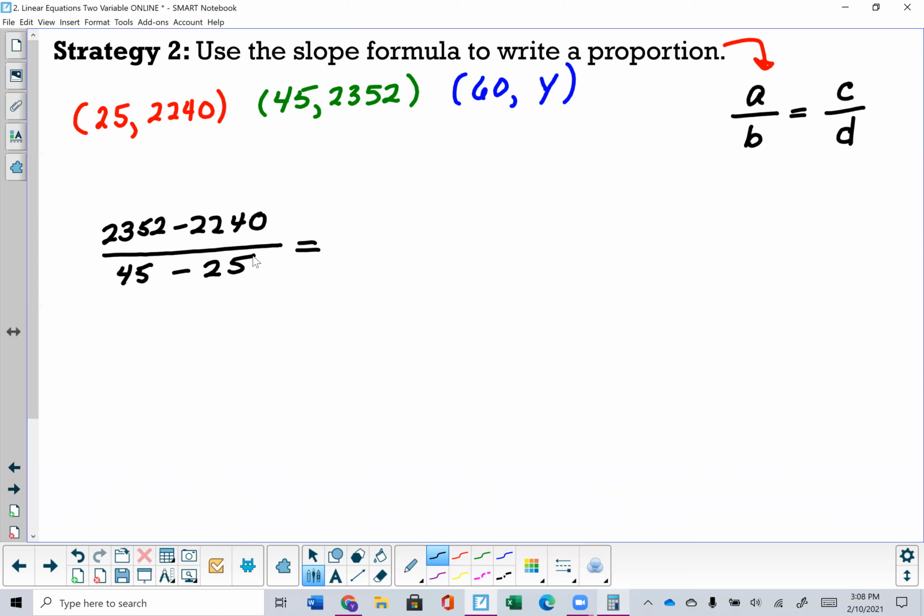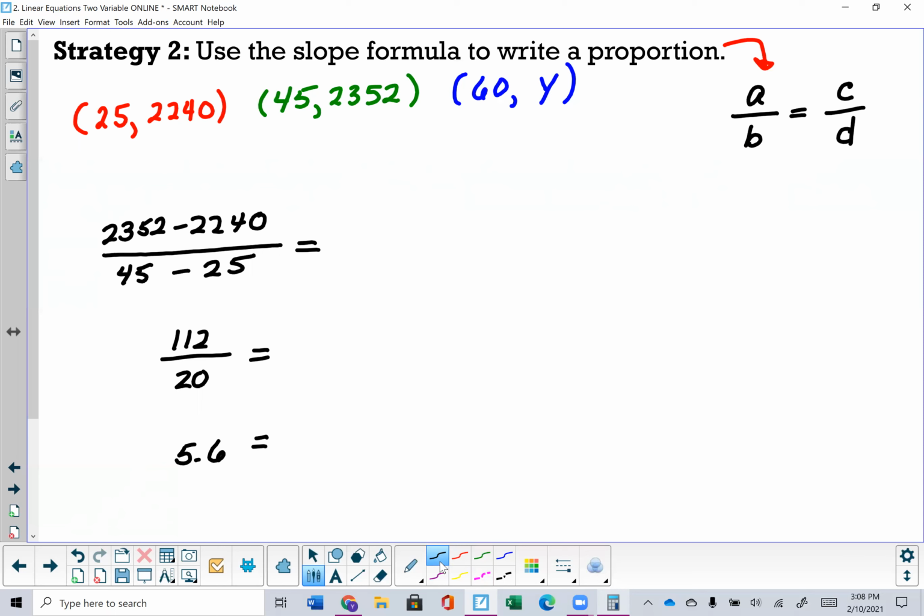And I'll simplify that because we did that before. We had 112 over 20. And then that 112 over 20 equal to 5.6. Okay, but what about the ratio on the right side in order to get a proportion? Well, what you need to do here is use two different points on the line. So this time I'm going to use the 25 and 2240 point with the 60 and y. So that allows us to now bring in the part that we're trying to actually solve for.